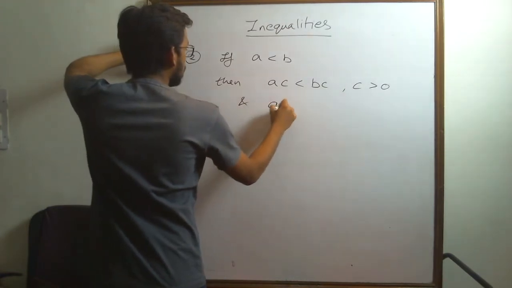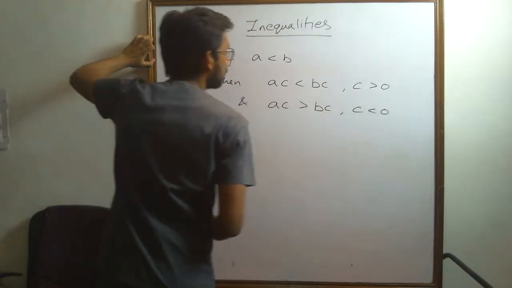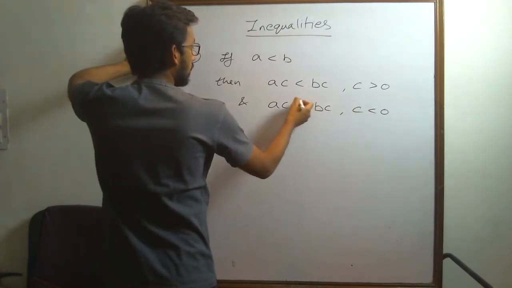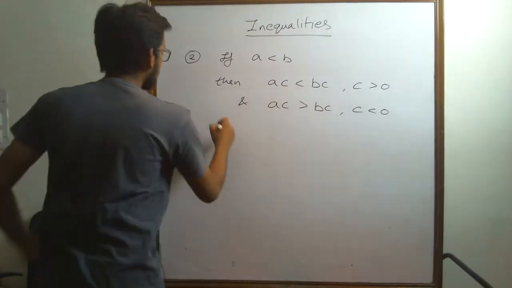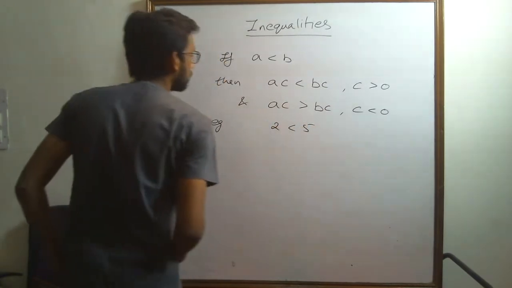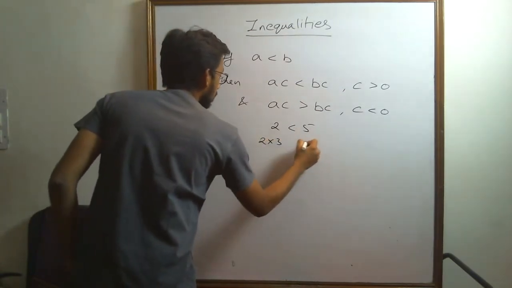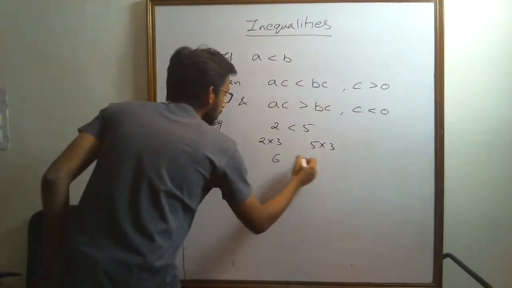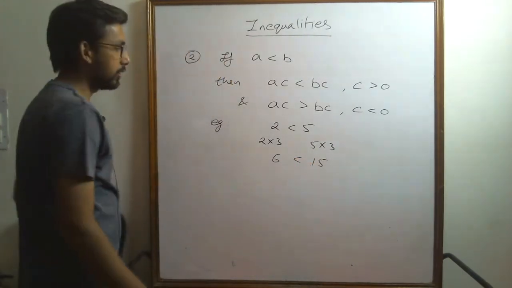And A into C will be greater than B into C if C is less than 0. That means if I multiply both sides by a negative number, the inequality is reversed, and we get this inequality. For example, say we have 2 is less than 5. If I multiply both sides by 3, we get 6 here and 15 here. So 6 is less than 15, the inequality remains the same.